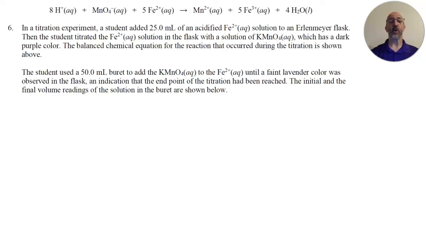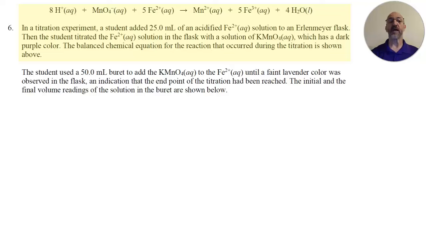In question 6, we are given a balanced chemical equation and a description of a titration experiment. It says, in a titration experiment, a student added 25.0 milliliters of an acidified iron 2+ solution to an Erlenmeyer flask. Then the student titrated the iron 2+ solution in the flask with a solution of potassium permanganate, KMnO4, which has a dark purple color, and the balanced chemical equation for the reaction that occurred during the titration is shown above.